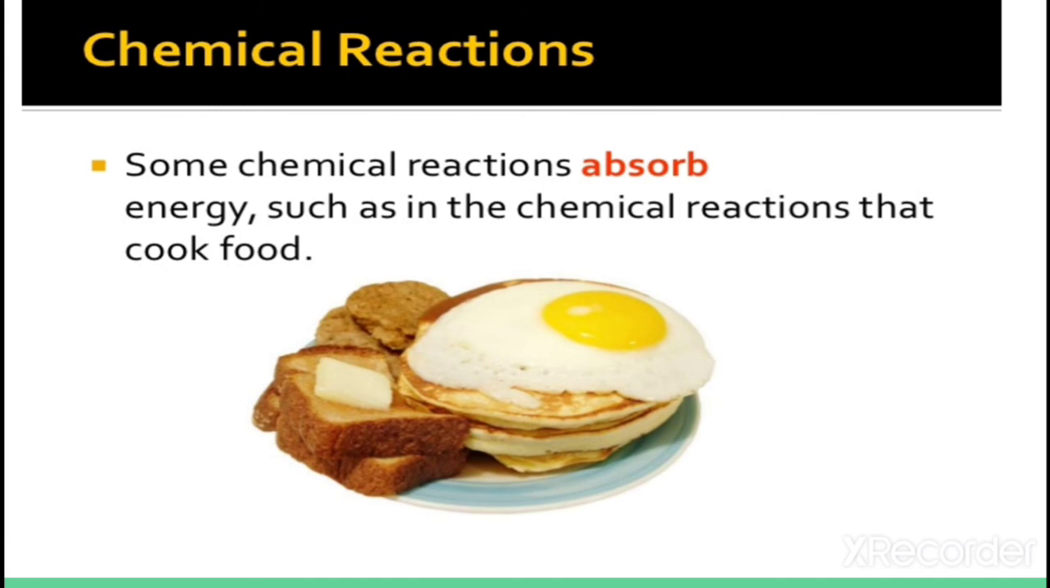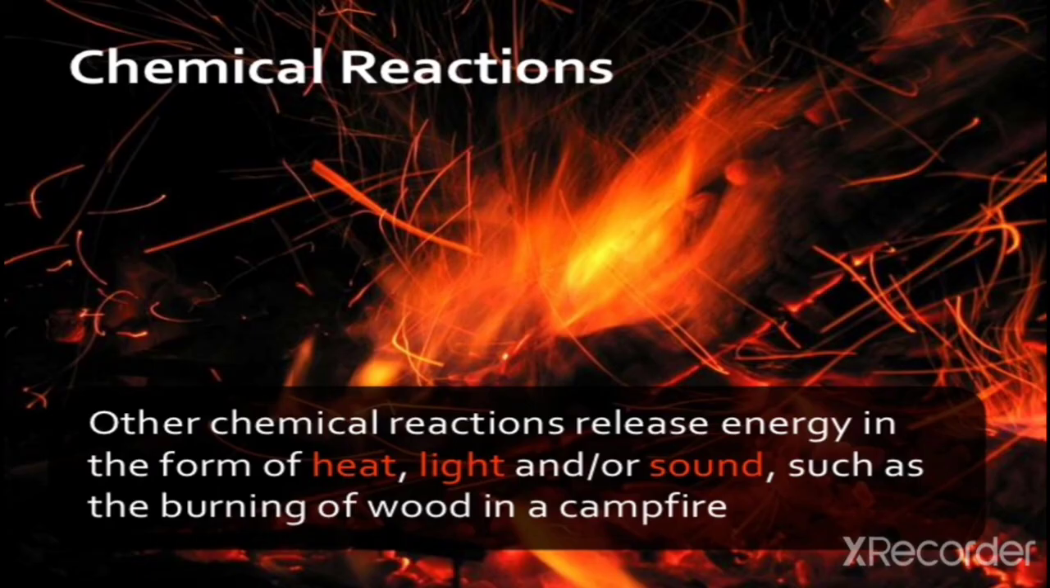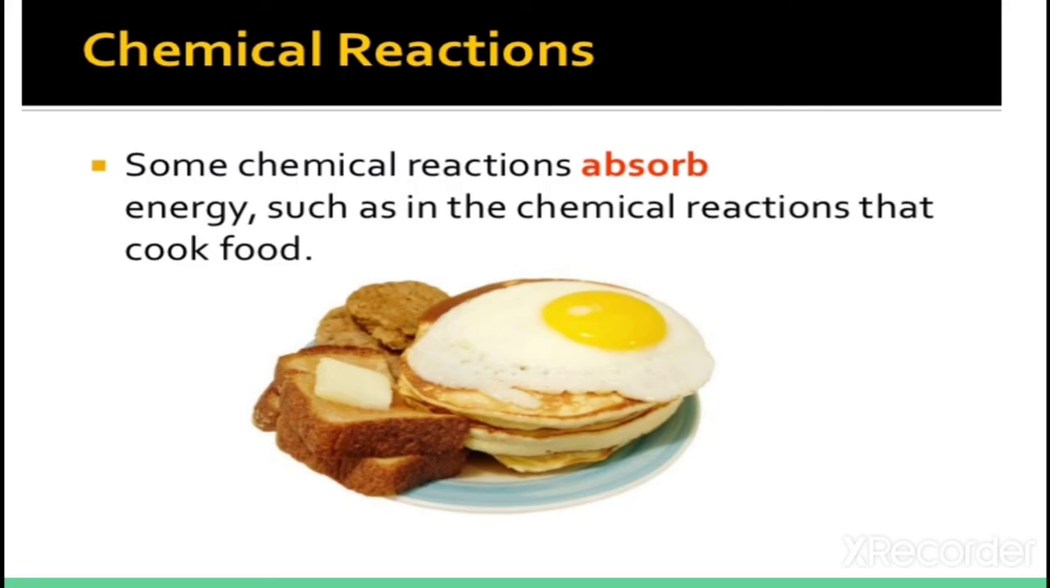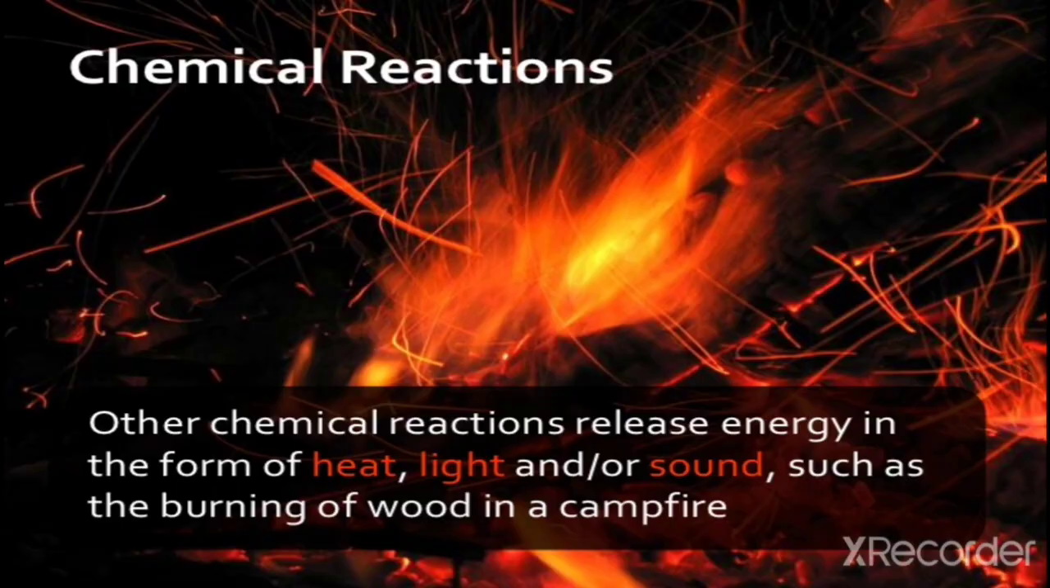When we are cooking food, the energy is absorbed. Energy is absorbed or given out in the form of heat. However, in many cases, light is also absorbed or given out. A reaction in which heat is absorbed is called an endothermic reaction. A reaction in which heat is evolved is called an exothermic reaction. Energy is released in the form of heat, light and sound when we burn wood in a campfire. Here the heat is absorbing, here the heat is releasing.